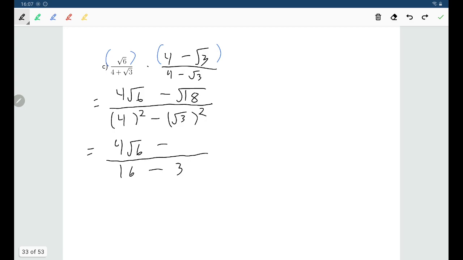And for the numerator, we've got 4 root of 6. Root of 6, that's in simplest terms. That can't get any simpler than that. But root of 18, there is a perfect square that goes into 18, and that would be 9. 9 goes into 18 twice, so we would have root of 9, which is 3 times root of 2. And now, last thing for me to do, just to simplify my denominator, I have 16 minus 3, or 13.